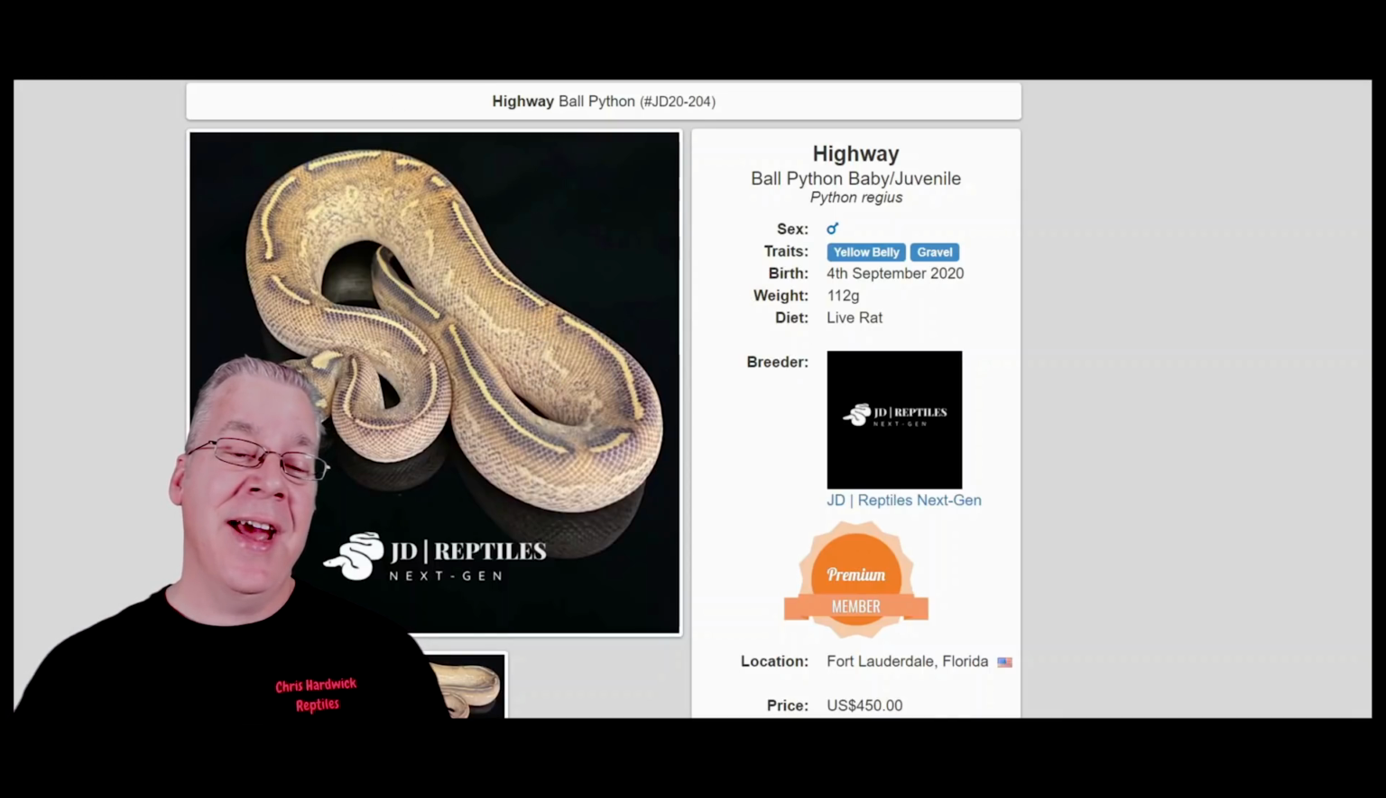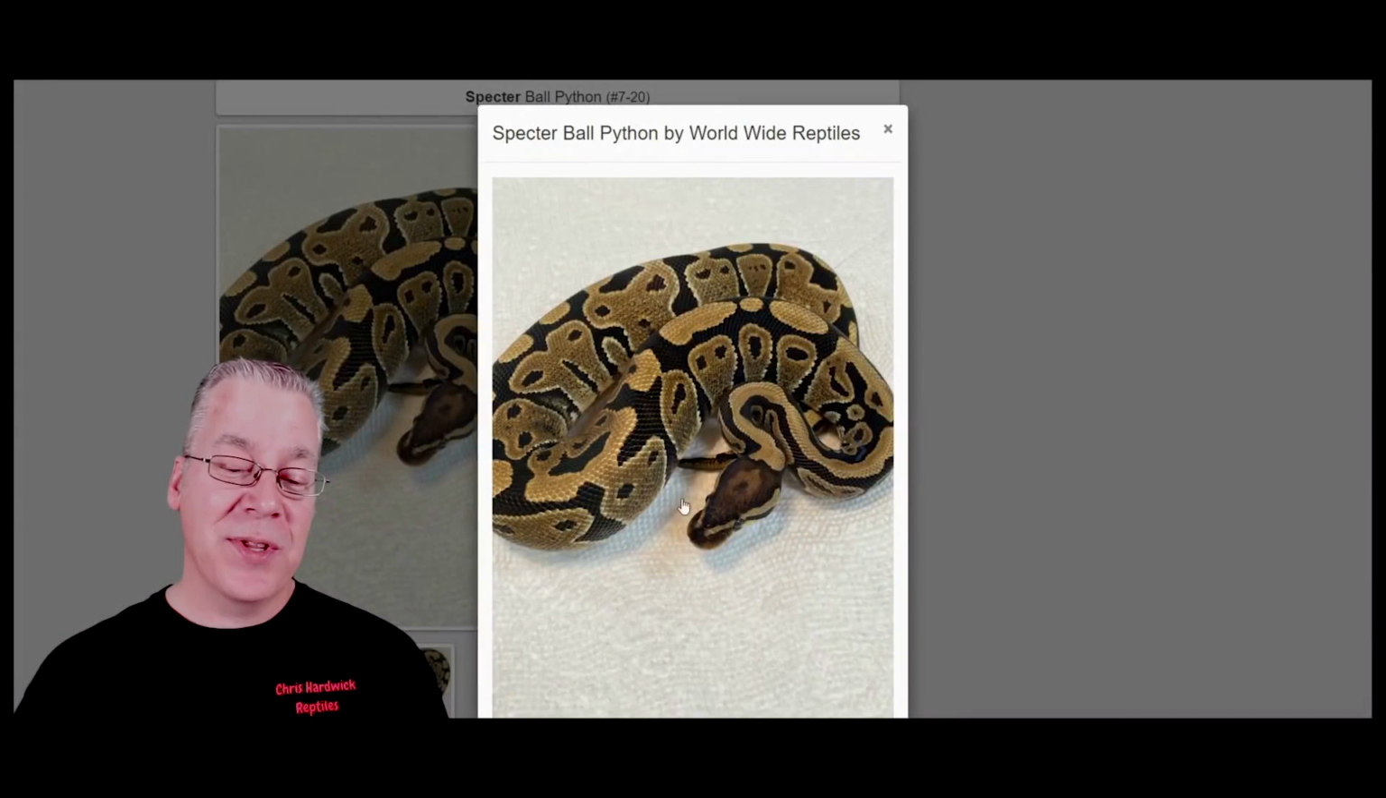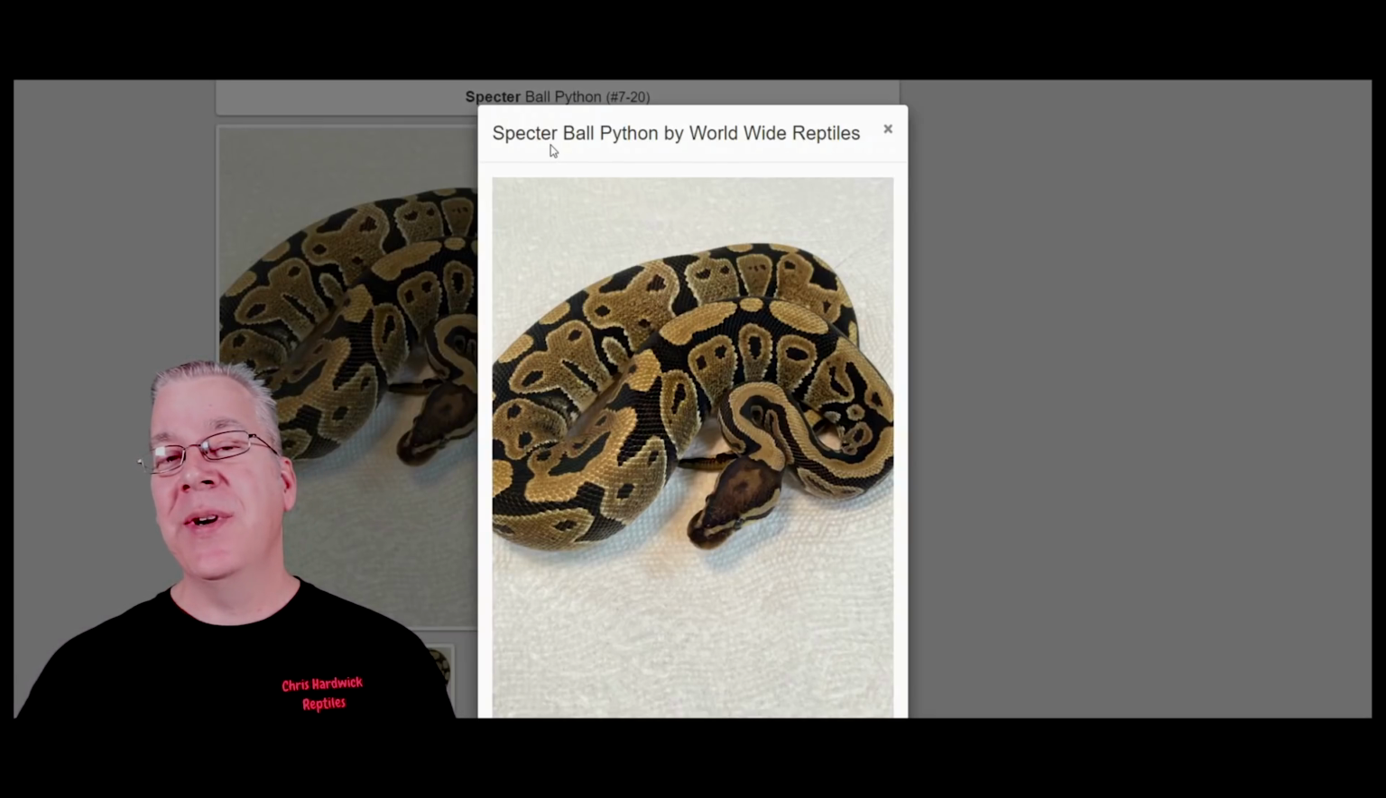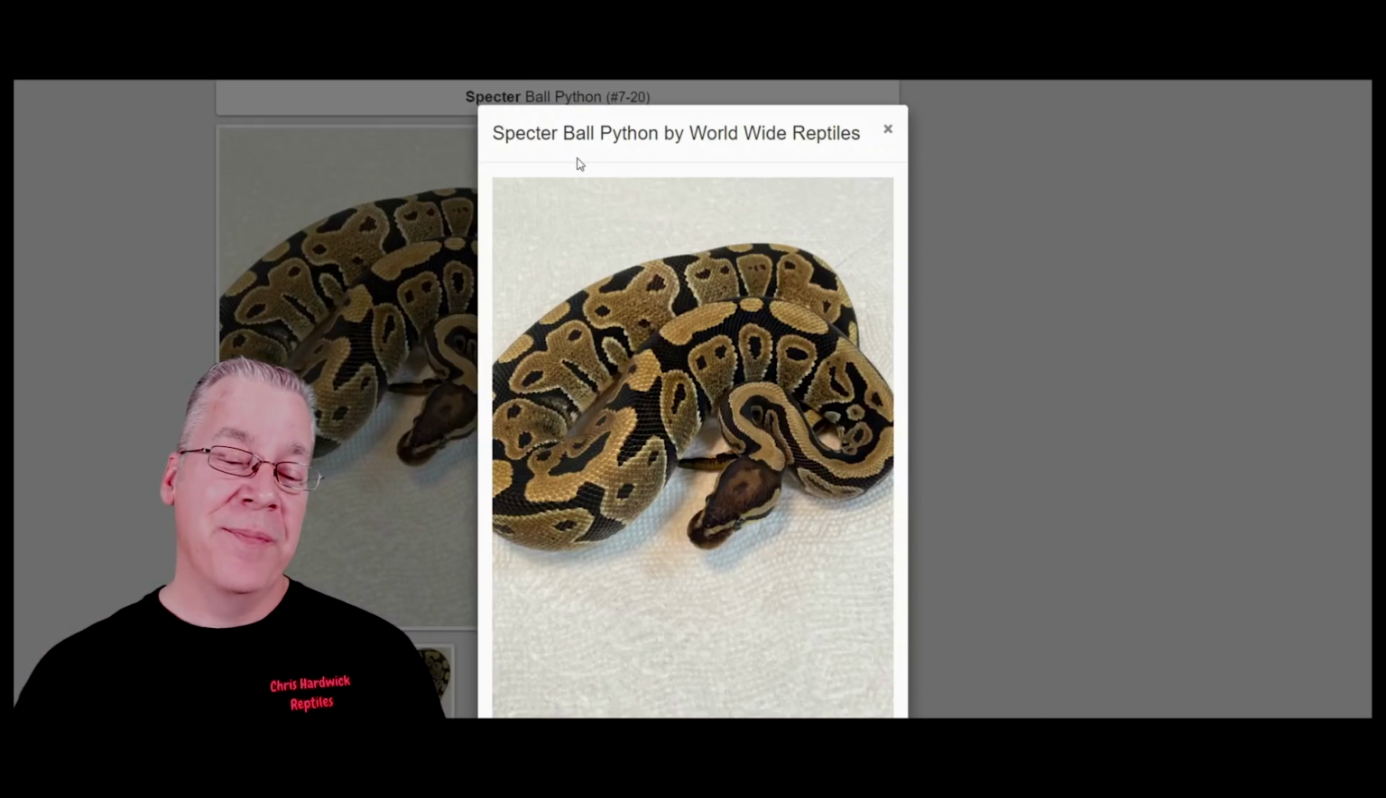So if you actually try to add the specter to this, here's what the specter looks like. The specter is also in the yellow belly complex, and this almost looks like a normal ball python. As a matter of fact, if you actually take a specter and breed it to a yellow belly, 25% of the time you get a super stripe, which is the combination of the specter and the yellow belly.